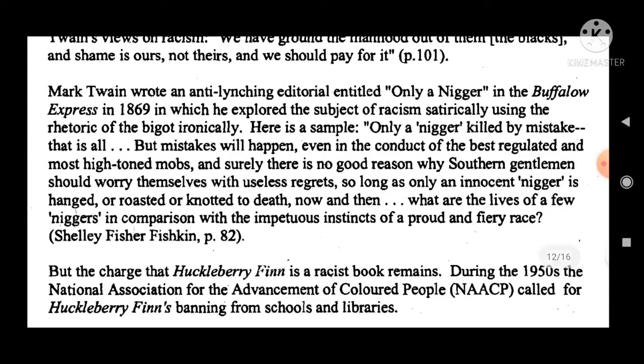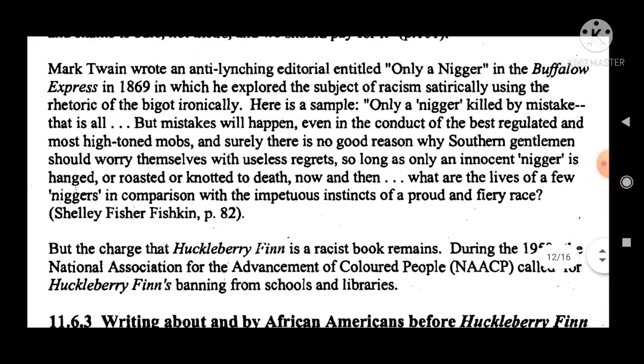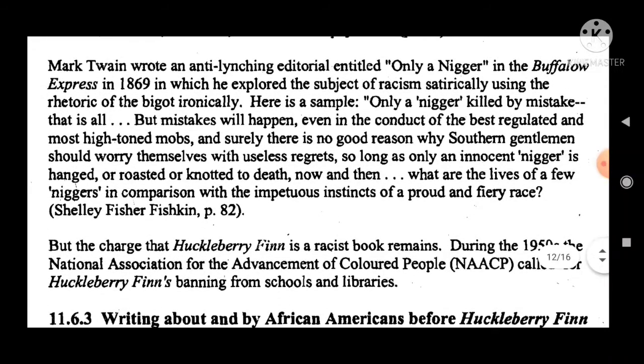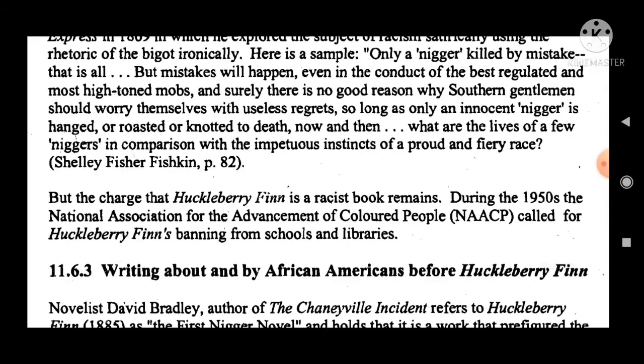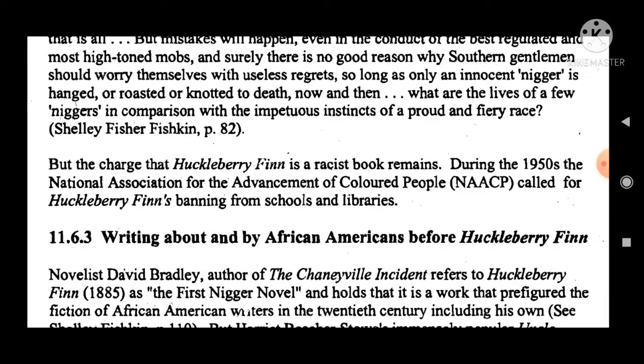Mark Twain wrote an anti-lynching editorial entitled Only a Nigger in the Buffalo Express in 1869, in which he explored the subject of racism satirically using the rhetoric of the bigot ironically. Here is a sample: "Only a nigger killed by mistake, that is all. But mistakes will happen, even in the conduct of the best regulated and most high-toned mobs. And surely there is no good reason why southern gentlemen should worry themselves with useless regrets so long as only an innocent nigger is hanged or roasted or knotted to death now and then."